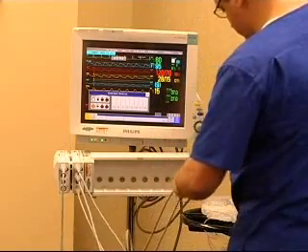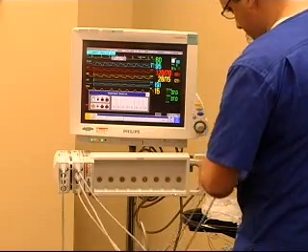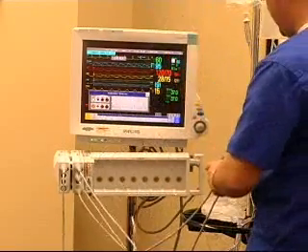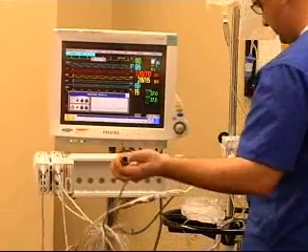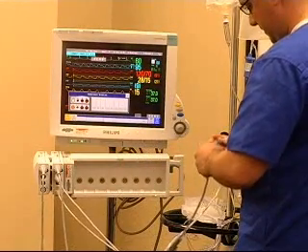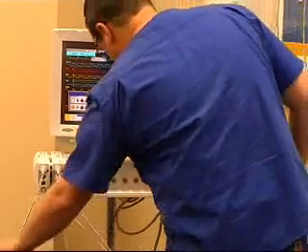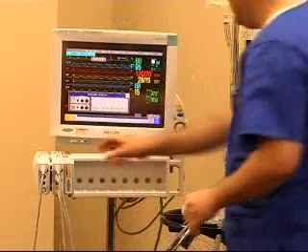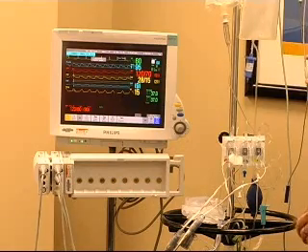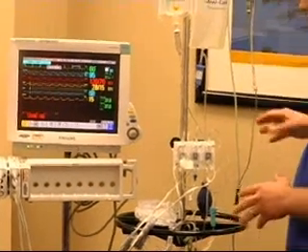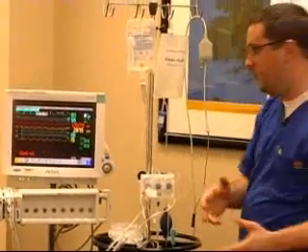See, there I go, doing it the wrong way. All right, so your PA, which is going to be this one. See, it can be confusing, so make sure you're following it all the way back, and you've got it connected correctly. All right, so once we have those up, we're ready to set up our system for whenever they are ready for us to connect it to the PA catheter.